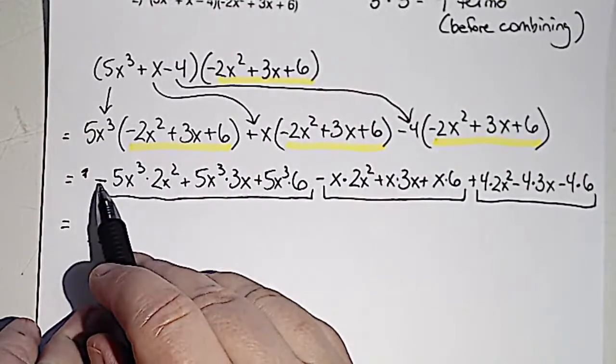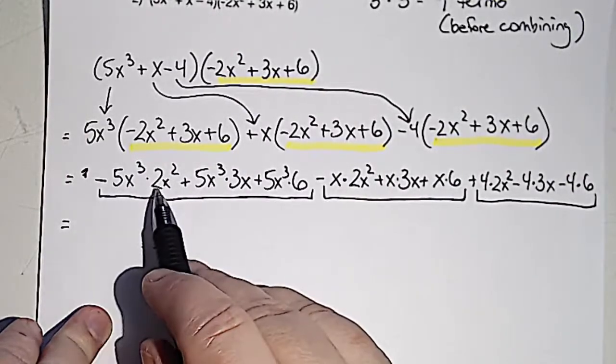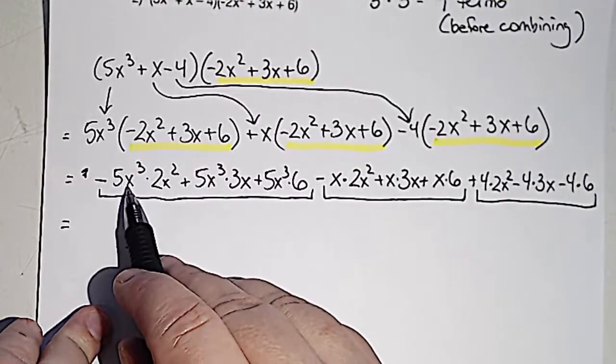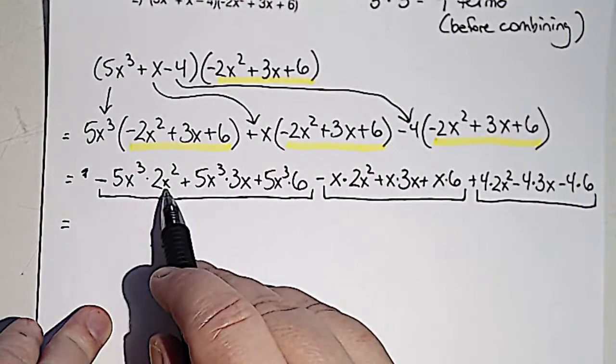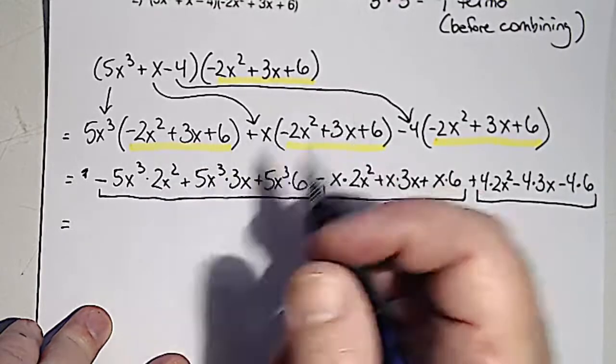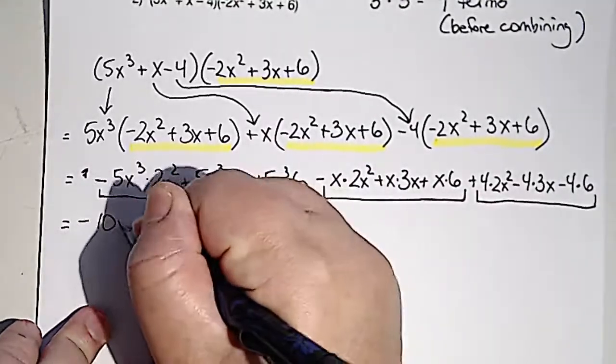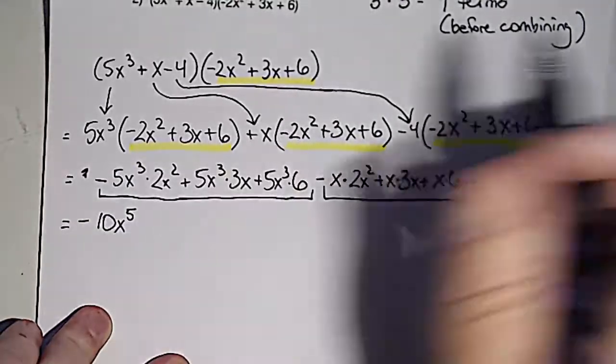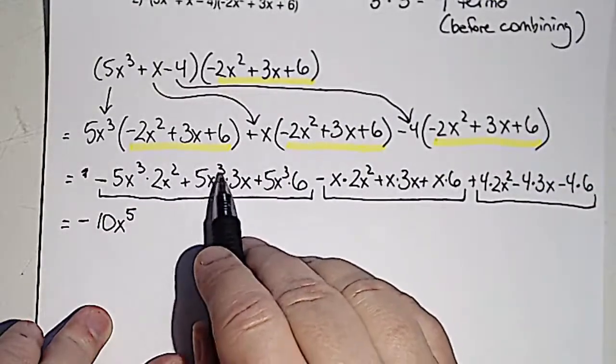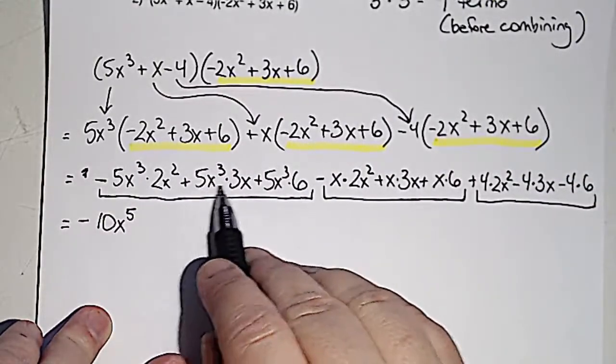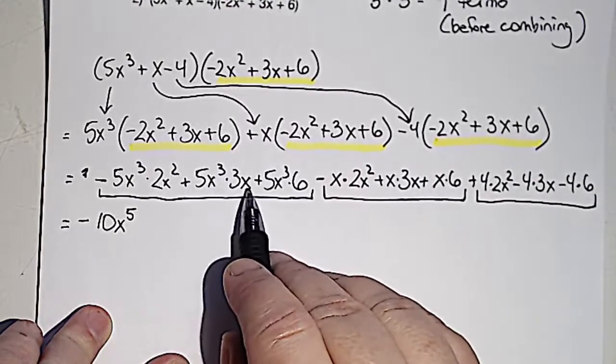So here I've got -5 and a 2. So I want that to be -10. And then this is 3 x's and then 2 x's. So altogether, 3 plus 2 is 5. So -10x to the 5th power. And then here, 5x cubed times 3x. I think that's 15x to the 4th.